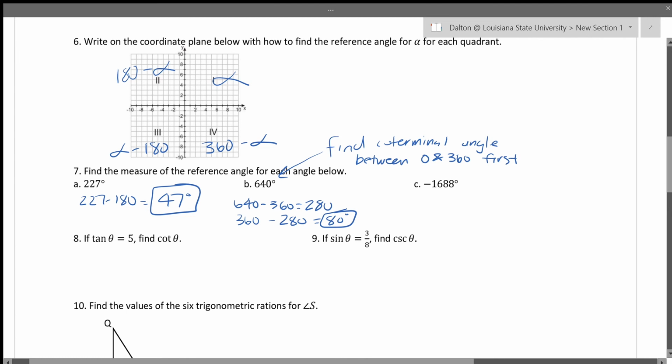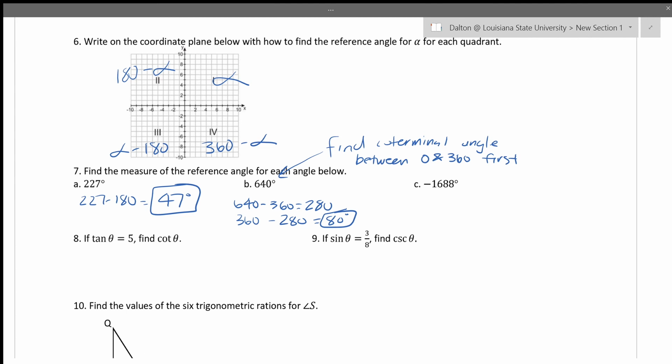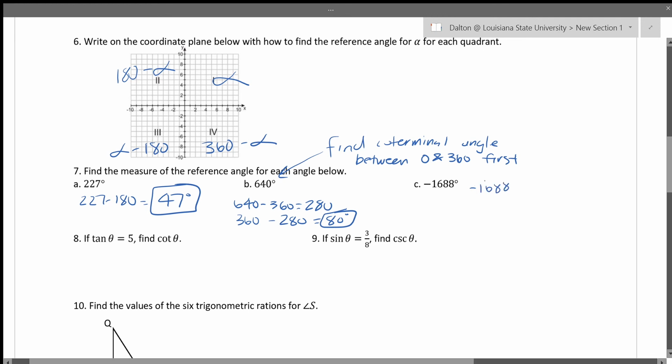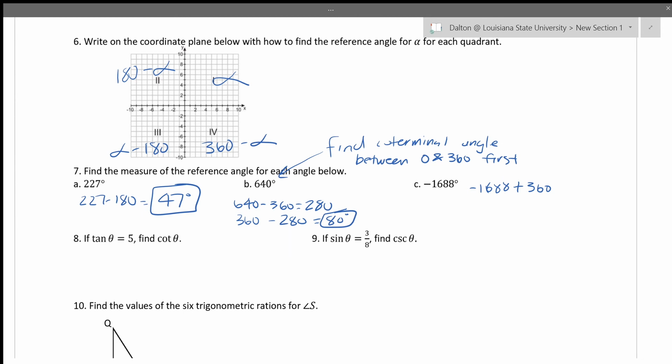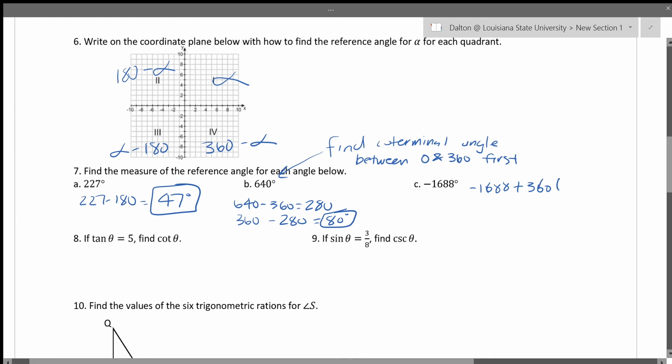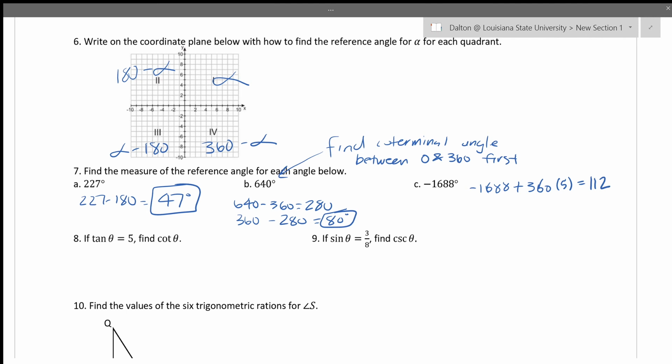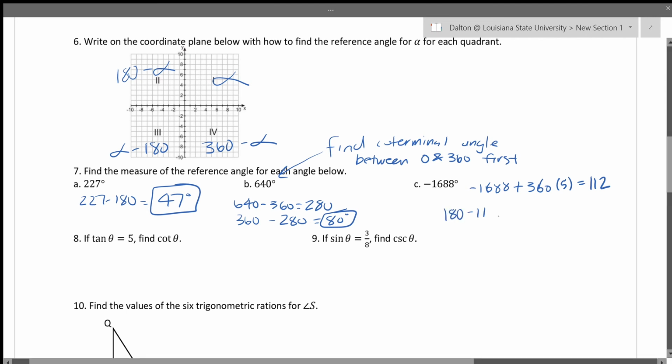For 7 part C, I've got negative 1,688. Same thing, I would go ahead and find that coterminal angle between 0 and 360 degrees first. So I'm going to take negative 1688, and I'm going to keep adding 360 to it as many times as I need to until I find its coterminal angle between 0 and 360. Ultimately, if you do that in your calculator, you're going to end up having to do that 5 times. And then you should get 112. 112 degrees is in quadrant 2. So then if I apply the rule for quadrant 2 reference angles and do 180 minus 112, I end up with 68 degrees as the reference angle there.